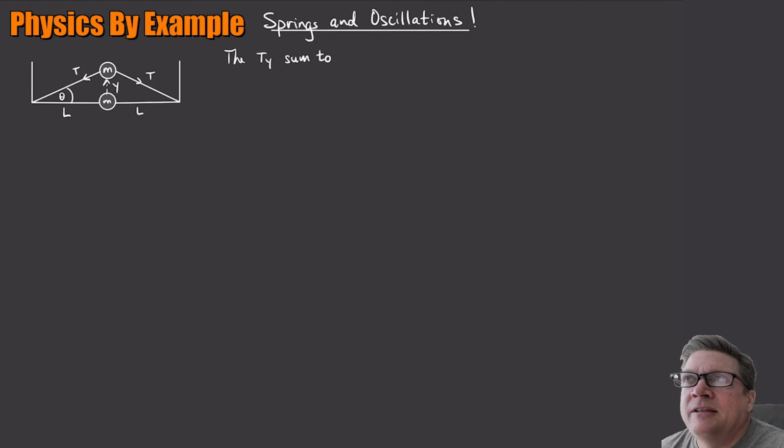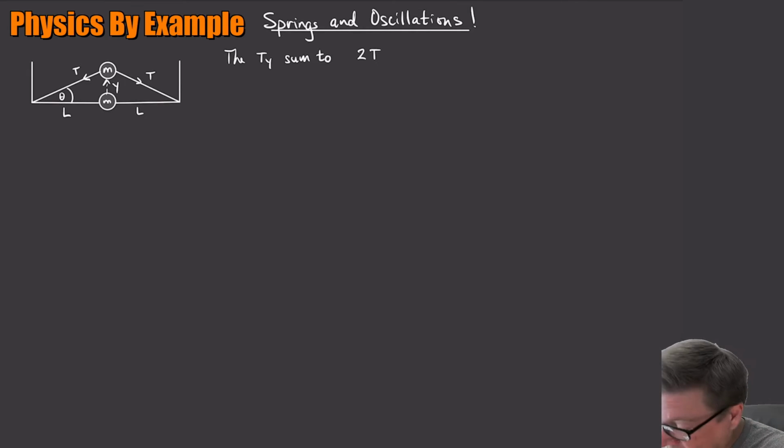The forces pulling the thing down is just going to be two, there's two of them, right? And they're both pulling down the same amount. So it's just going to be two times, what is that Y component? It's just going to be T times sine theta, right? It's the opposite to that theta. So it's just going to be 2T sine theta.